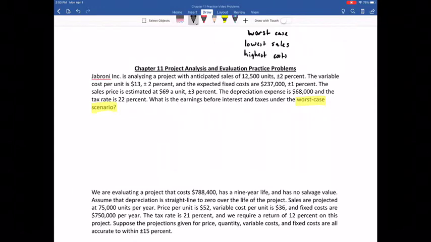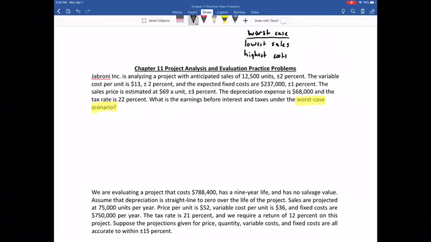So they give us what the base inputs would be, and then we need to calculate what the upper or lower limits are of these different inputs based on whether or not we're calculating a worst case or a best case scenario. So in this problem, with them asking us for the worst case scenario, we need to calculate what the lowest sales would be.